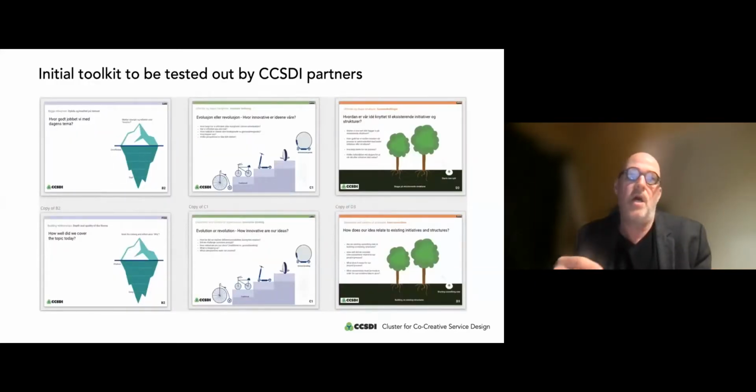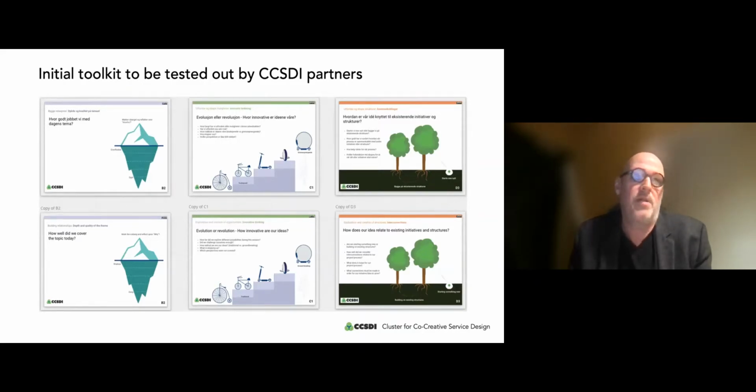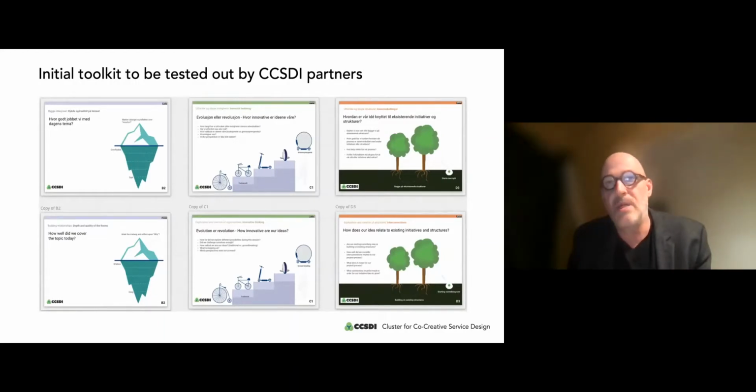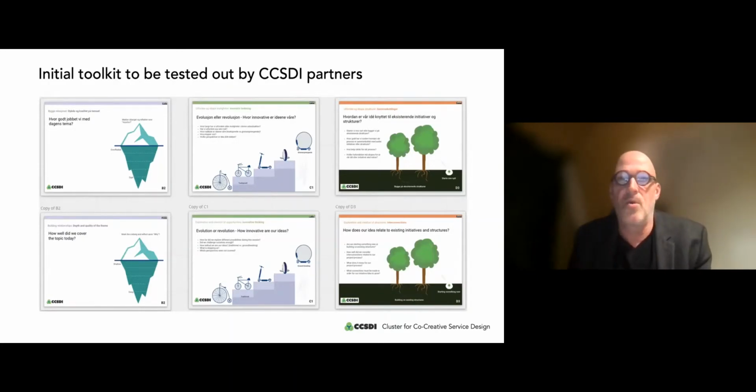They were then coined out as typical cards that one could use in a co-design setting, evaluating different kinds of aspects of what was going on, such as how did we cover the topic, how innovative have we been, and how does the idea relate to existing initiatives and structures. So these are just some examples of the second iteration of those evaluative cards.